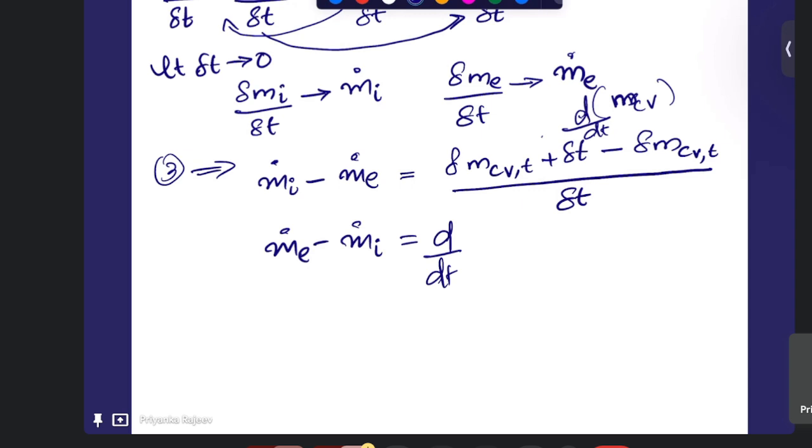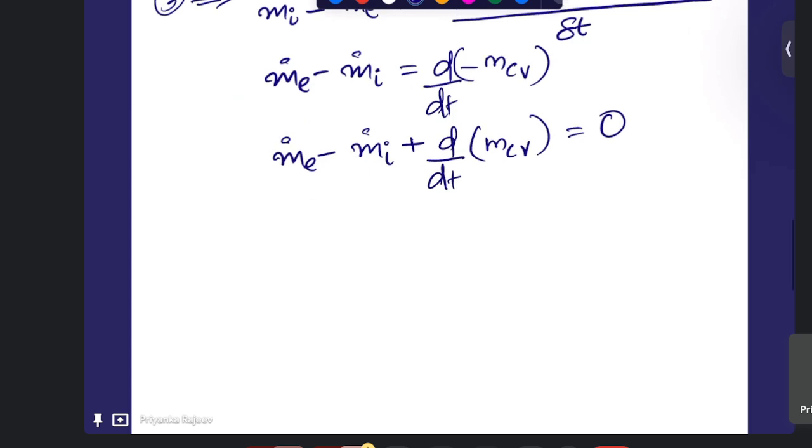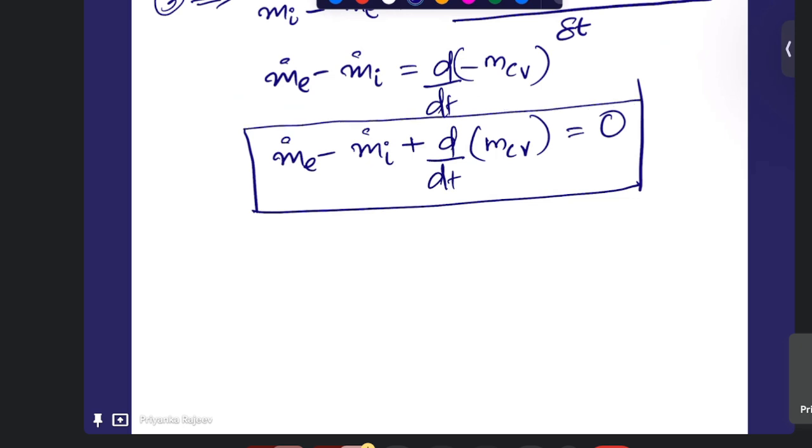Me minus mi equal to minus mcv. Okay. Or if you take it all together, it will become d by dt of mcv equal to 0. So this is the final equation for conservation of mass in control volume.